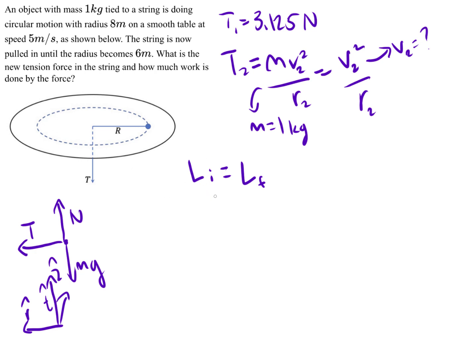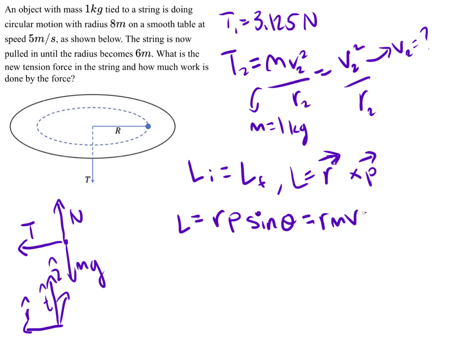The angular momentum is defined as the cross product between the radius and the linear momentum. The cross product is given by the radius times the linear momentum times the sine of theta, where theta is the angle between the two vectors. This is simply how the cross product is defined. This can be further simplified to r m v sine theta.